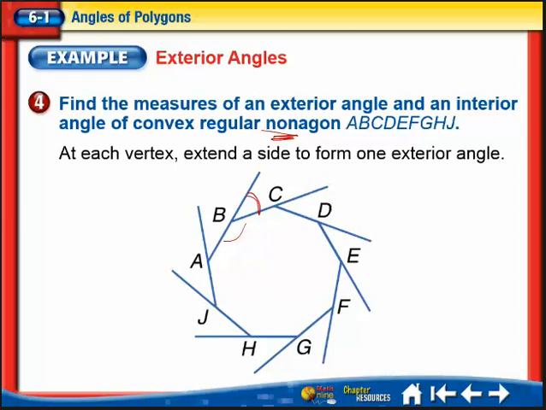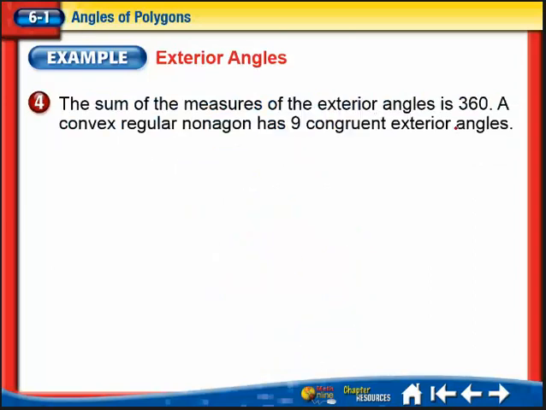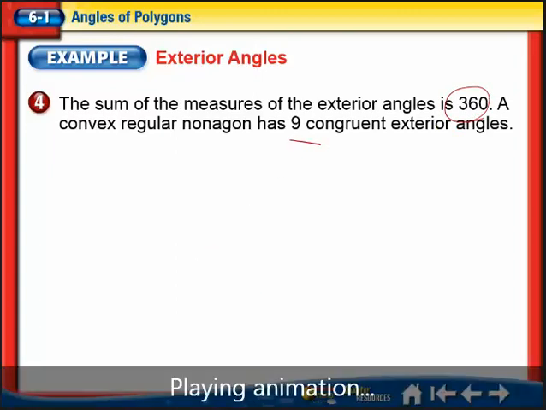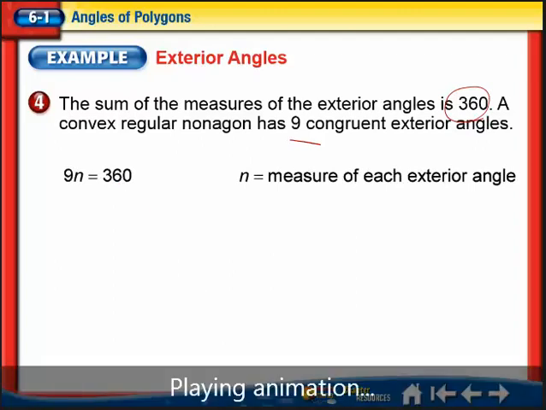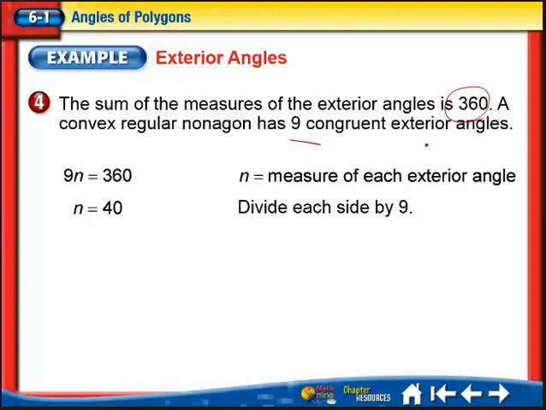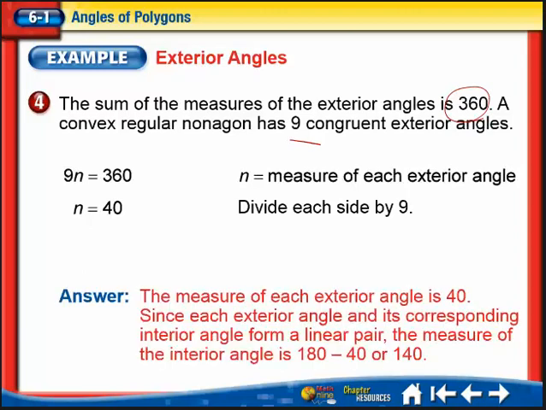Okay, well, what do we know about the sum of the exterior angles? We know they're 360. And if it has 9, then I'm going to take that 360 and divide it by 9 to find the measure of one angle. Okay, so my total is 360. I have 9 of them. So I'm chopping up this 360 into 9 equal pieces. Each piece is 40. So I divide by 9. Okay. So the measure of one exterior angle is 40 degrees.